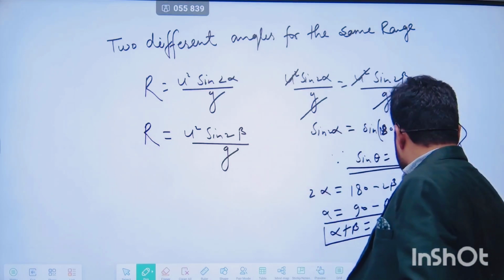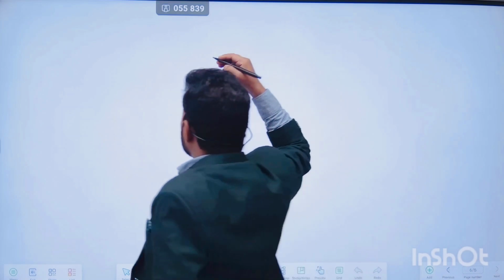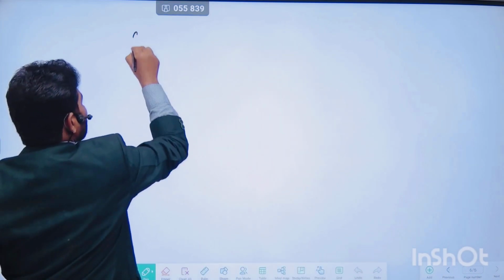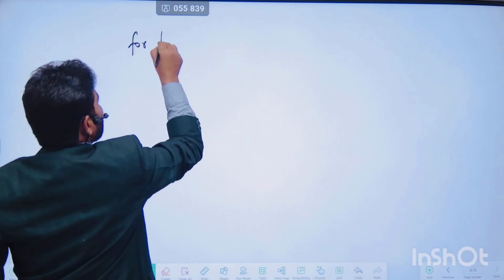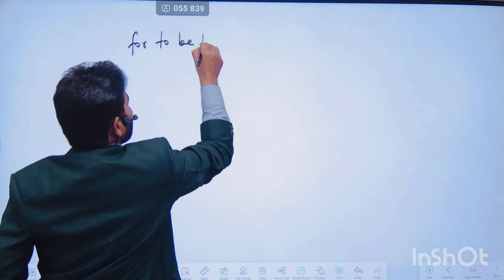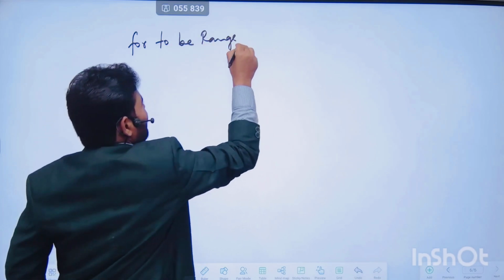In a similar manner, here we can say in the next, suppose, for the maximum range, for range to be maximum.